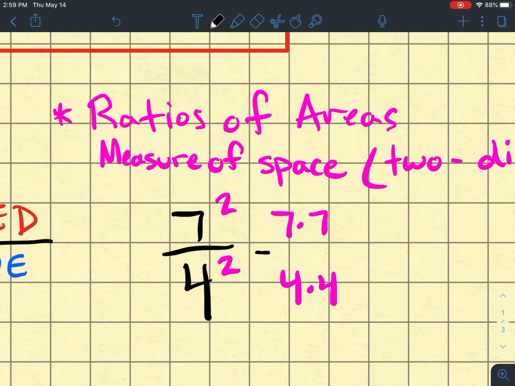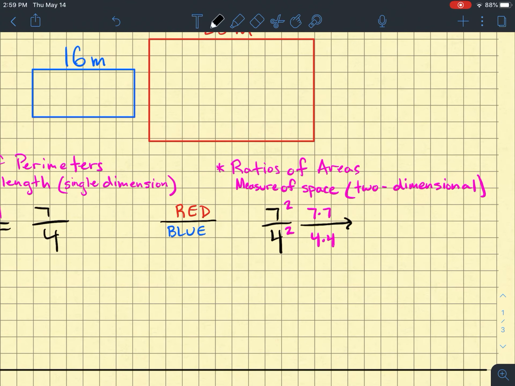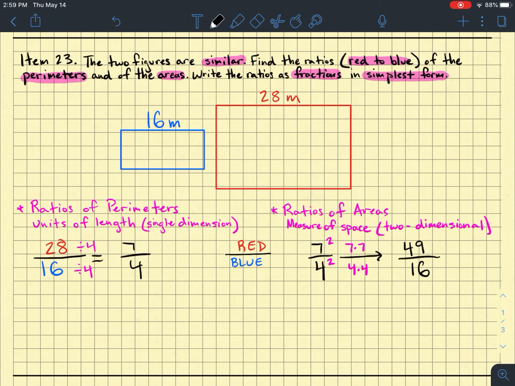And that'll get you the ratio that you're going to use for its areas. So you end up with 49 over 16. So you have the ratio of perimeters, 7 to 4, and then you have the ratio of the areas, which is 7 squared over 4 squared, which is 49 over 16.